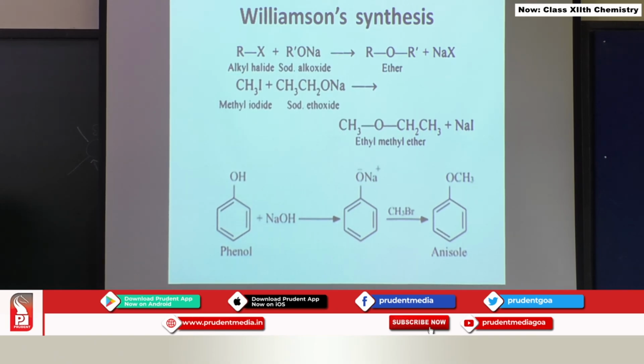Now, if you want to prepare an aromatic ether, this should be your alkoxide compulsorily. The alkoxide should come from sodium phenoxide, which you can prepare by treating phenol with sodium hydroxide, and the other part of the ether will come from the alkyl halide. So, here there is a formation of anisole. This thing we have to remember.